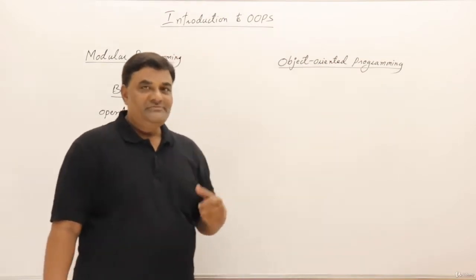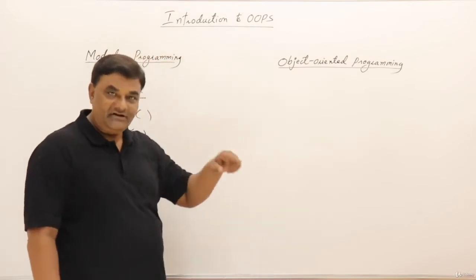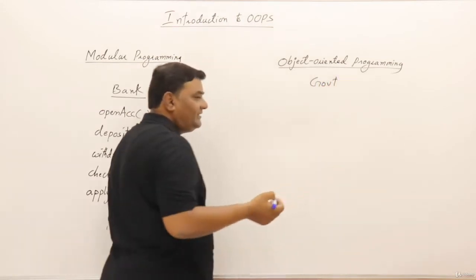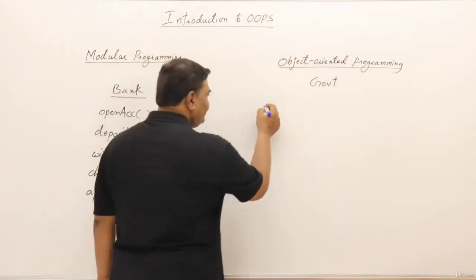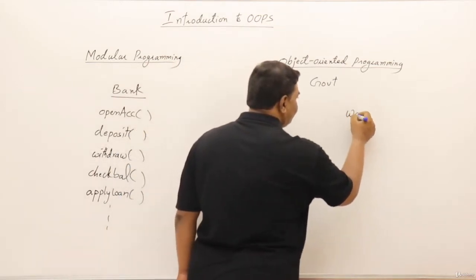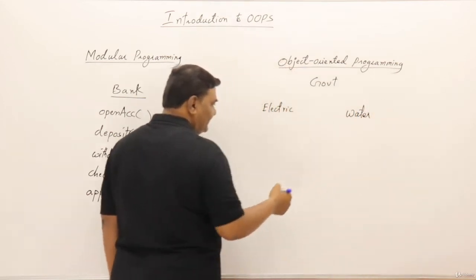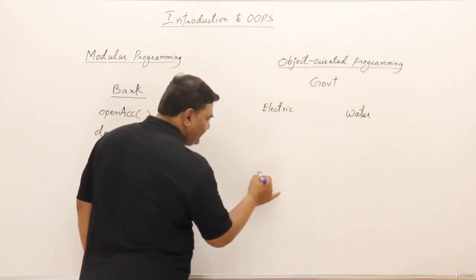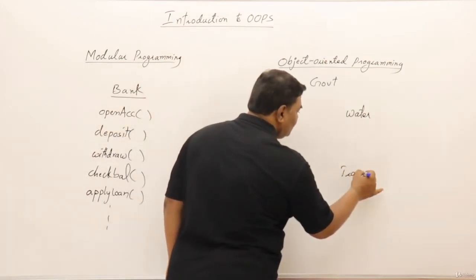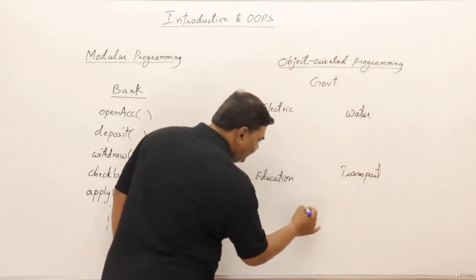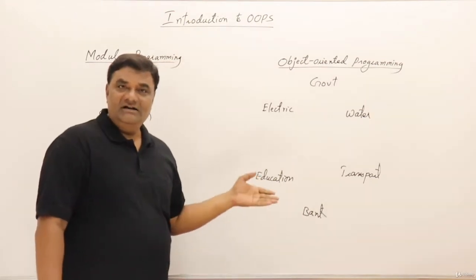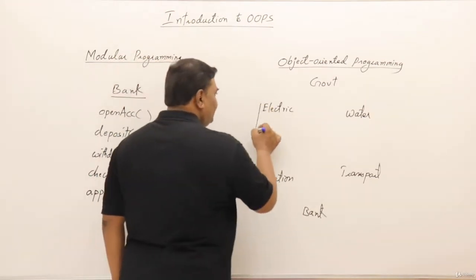Now, for object orientation, I'll take a different example. See, the government provides a lot of services, like electric service, water works, the water supply service, education, transport, and even the government can have banks and so on. So all these are departments of a government. See, this is a department.